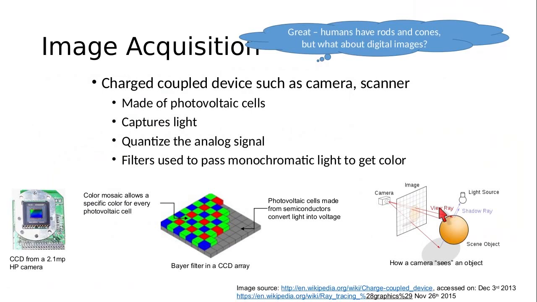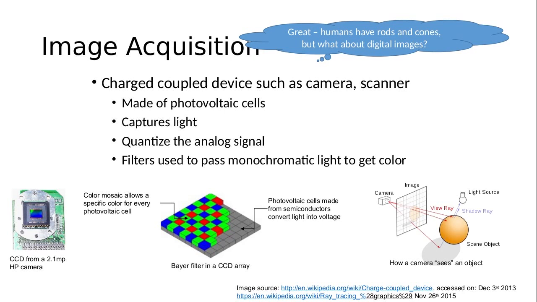So great, human beings have rods and cones, and so do animals. But what about digital images? How do we acquire images so that a computer can interpret the image? When we say digital images, we are referring to images that can be loaded onto a computer, which you can process on a PC or a smartphone or what have you.